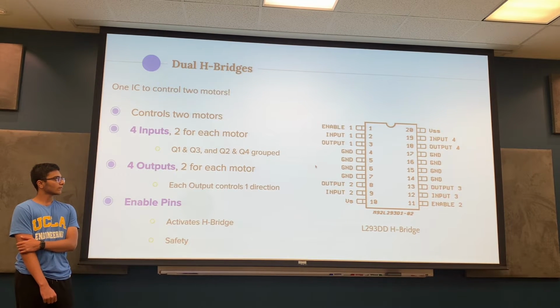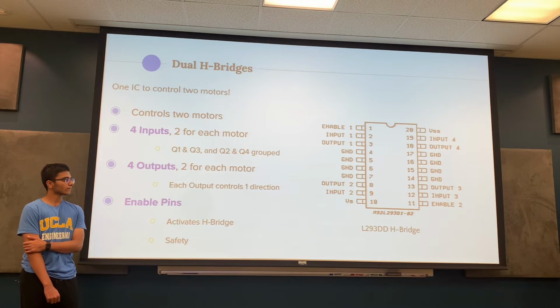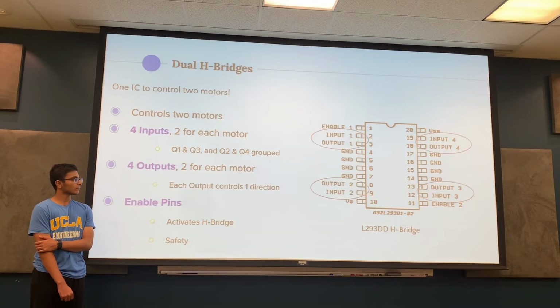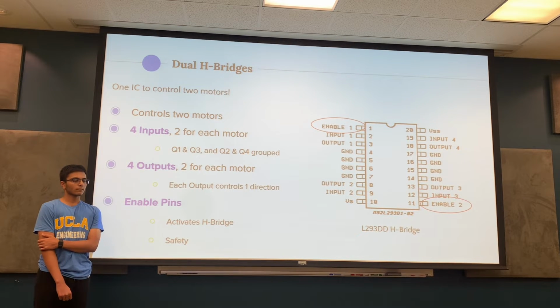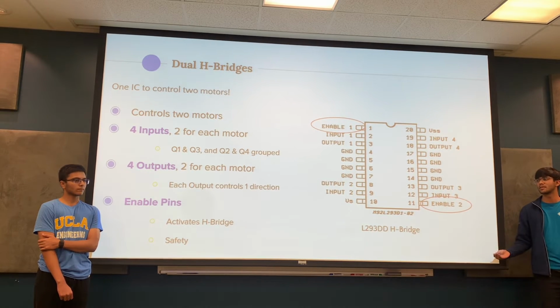And then we also have four outputs, two for each motor, and each output controls one direction. They also have enable pins, which allow the motor to operate, because we don't want to accidentally send a voltage or power to the motor. So these enable pins prevent you from accidentally sending power when you don't want to send any power. Are there any questions about this?